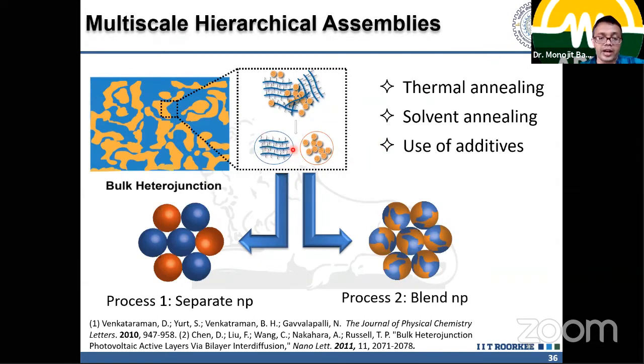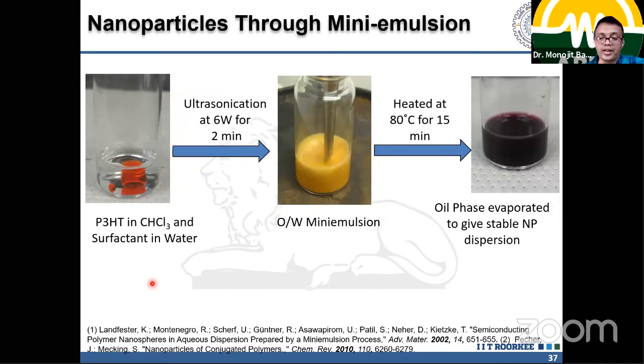But if you make the nanoparticles much more controlled, it doesn't matter whether you take, say, P3HT or PCBM, they can be easily packed using geometrical packing, right? So that is what the nanoparticle approach is. This is quite a useful technique. You can do the miniemulsion method. It was discovered by Katharina Landfester from Germany.